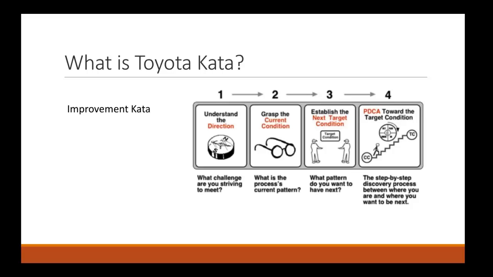So here's a real basic Toyota Kata example. Mike Rother would call this a starter kata today. And it's really kind of a no-brainer if you look at it. You understand the direction, you grasp your current condition, you know what is the process and the current pattern, you establish a target condition, and then he uses PDCA, which is Plan, Do, Check, Act. You can use many different forms of ways to iterate and record your learnings, but this is just an example again.